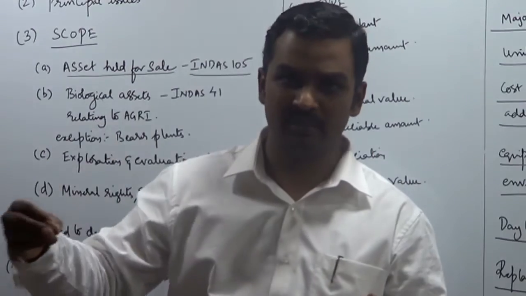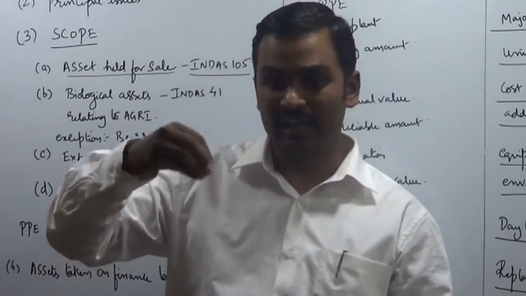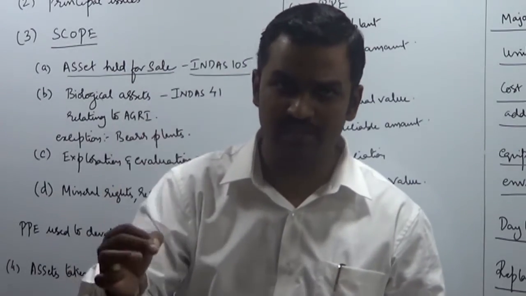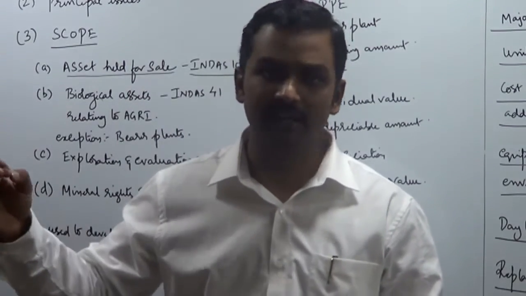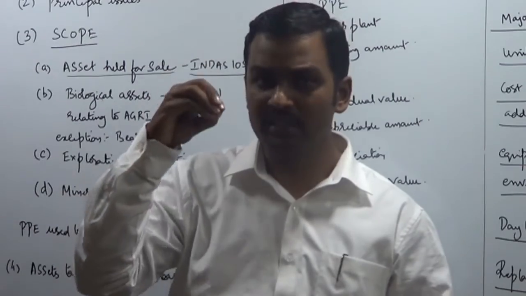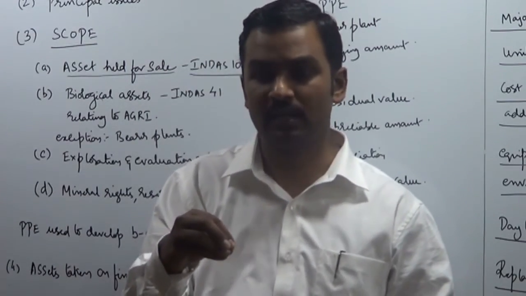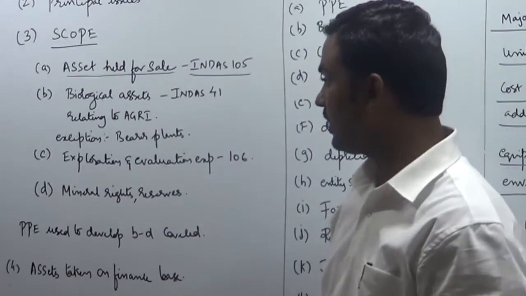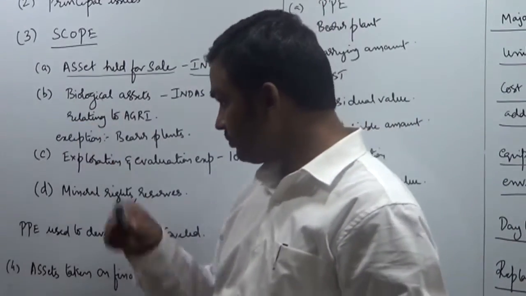Depreciation would cease. That means the day the asset is classified as an asset held for sale, on that date depreciation should cease. That means the company should stop charging depreciation. So how to measure these assets for books purpose is covered by Ind AS 105. It is not covered by this standard. Okay. Now come to the next item.